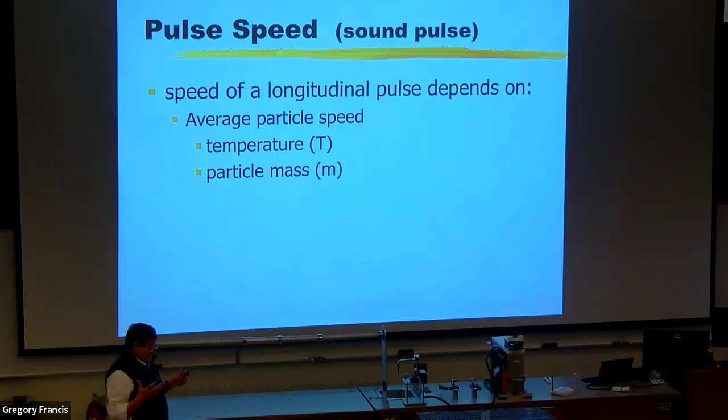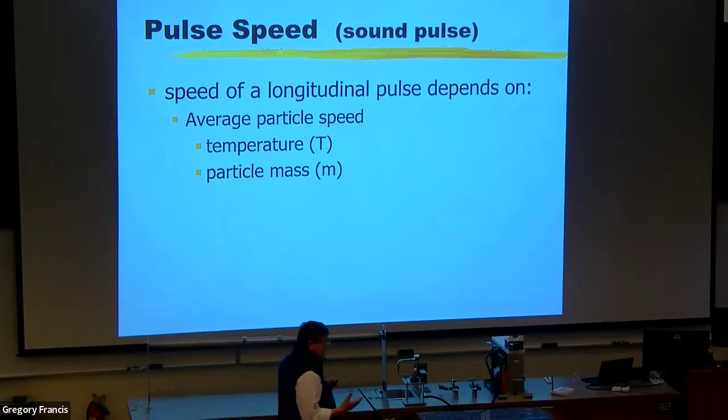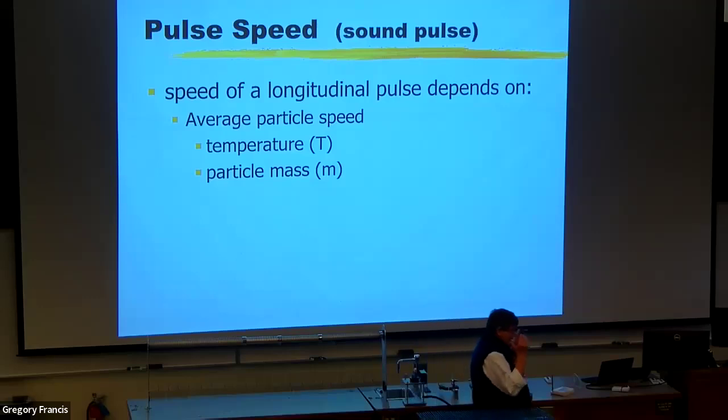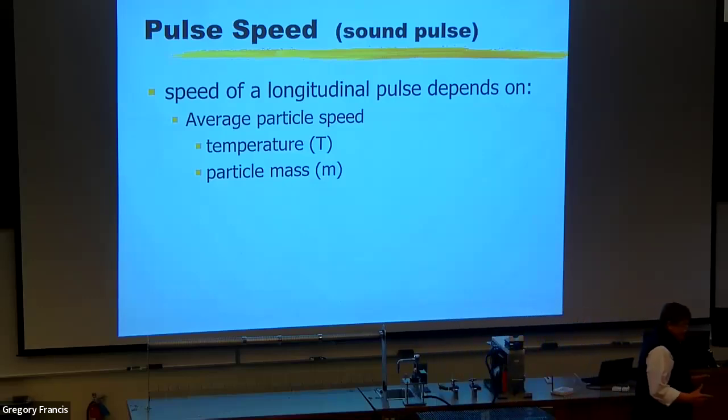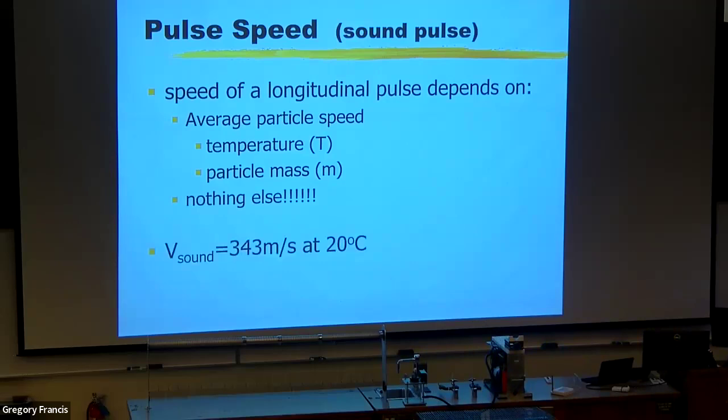Now, I'm going to show you a formula that you will never, ever use in this class. And I would prefer that you not write it down, okay? What you want to write down is that what we find is that the speed of sound is 343 meters per second at room temperature, 20 degrees Celsius.